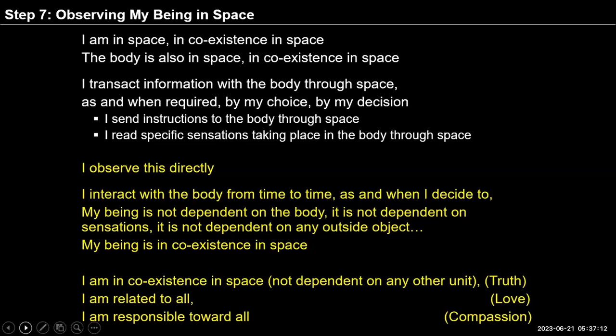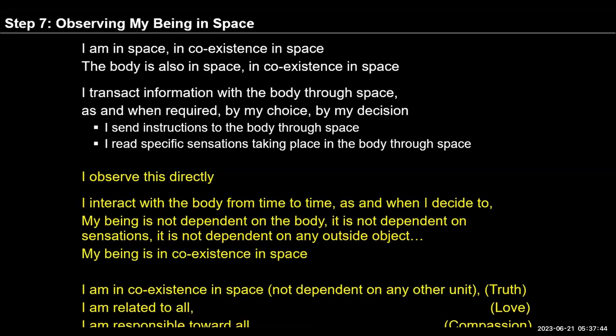So in step 7, what is being said is that I am in space and I am in coexistence in space. Body is also in space. Body is also in coexistence in space. But there is a distance between the two. In that distance also there is space. So I am able to transact this information with the body, but just by virtue of being in space in this form. As and when I require, it is my choice, my decision.